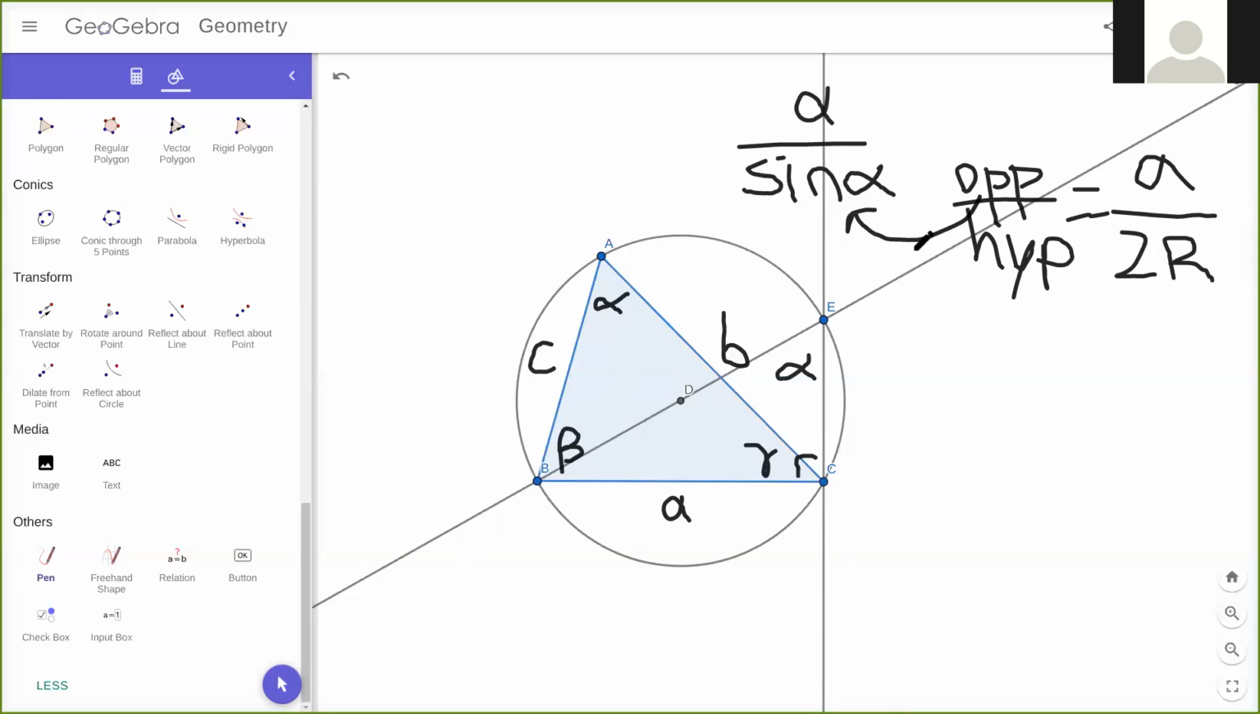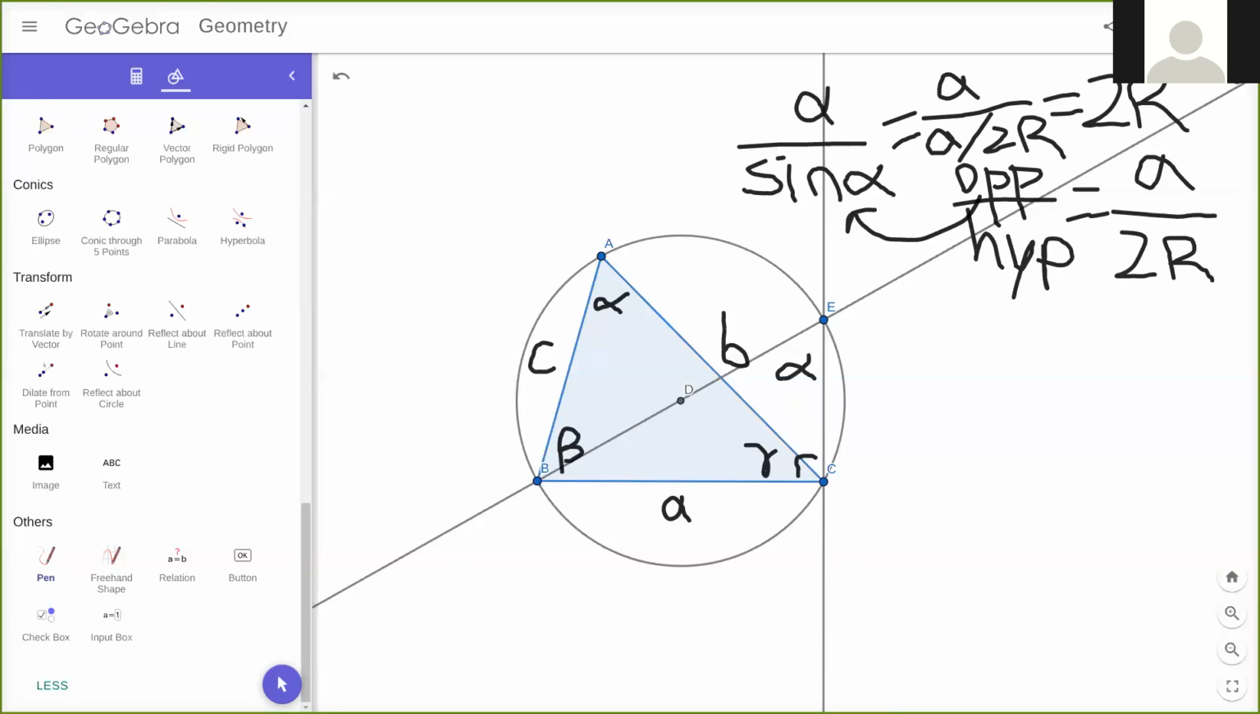So A over sine alpha equals A over 2R. And what does this turn out to be? Yes, it turns out to be 2R.